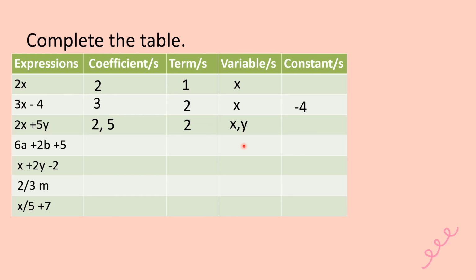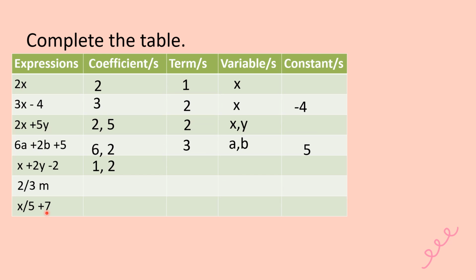And then next we have 6a plus 2b plus 5. So we have here 6 and 2 as the coefficients. 6 is the coefficient of a and 2 is the coefficient of b. And we have three terms there. So 1, 2, 3. And we have also two variables. We have a and b, and the constant is 5.